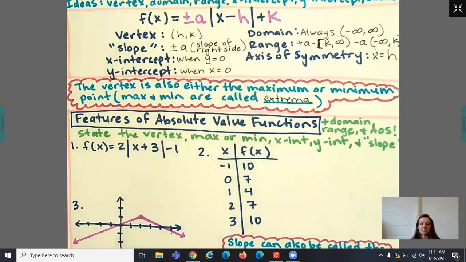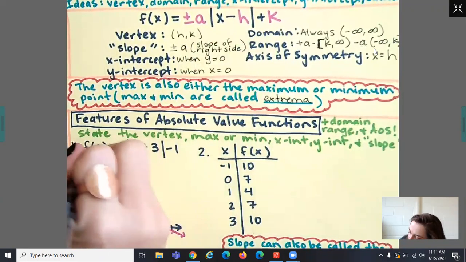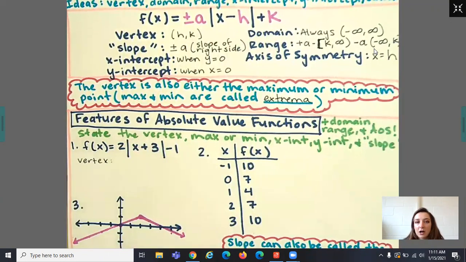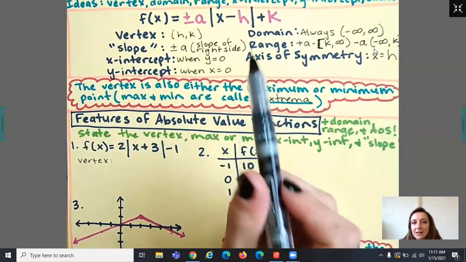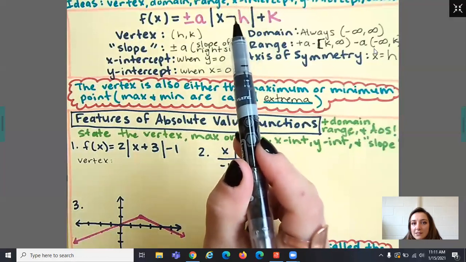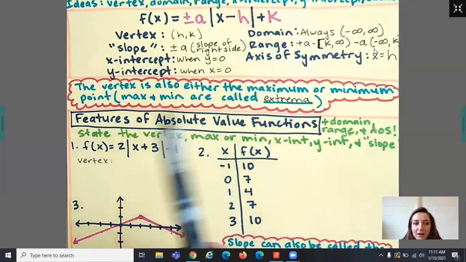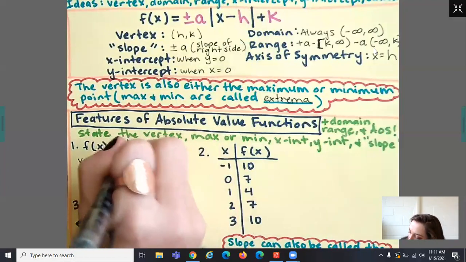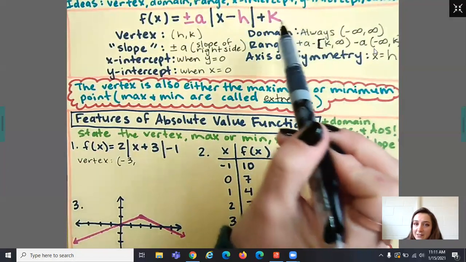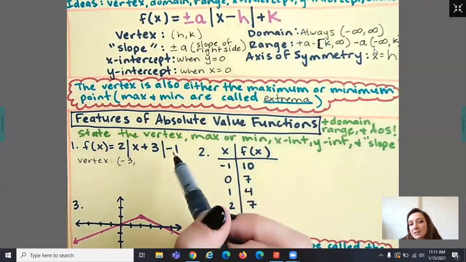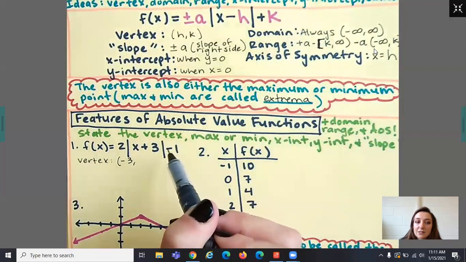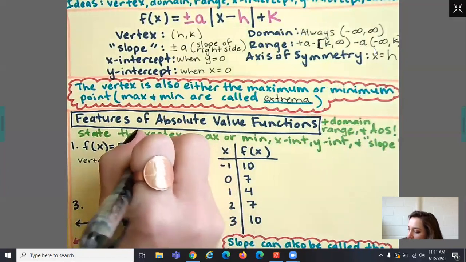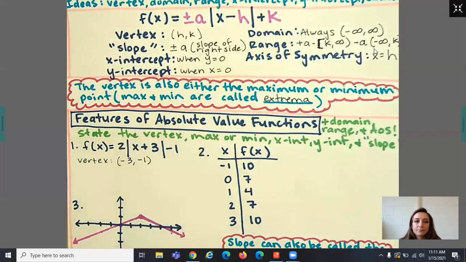So the very first thing is the vertex. So let's do the vertex. And that is always going to be h comma k. So remember I said that the h value is weird because this negative means we're going to change the sign every time. So since this is positive 3, the vertex is actually going to be negative 3, comma, and then since we're adding the k value, that means the k value is just going to be the same as whatever it is. So this value on the end is negative 1. That means our vertex is negative 3, negative 1.